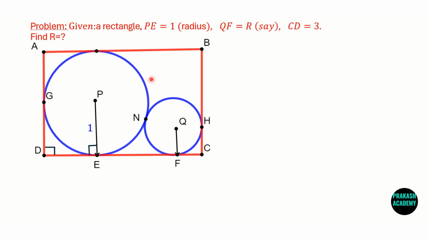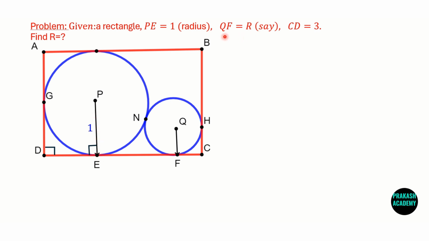Hello friends, in this problem a rectangle has been given and this rectangle is ABCD, and inside this rectangle we have two circles. This is the bigger circle and this is a smaller circle. Radius of bigger circle is given, this is equals to 1 unit. So this length is 1 unit.